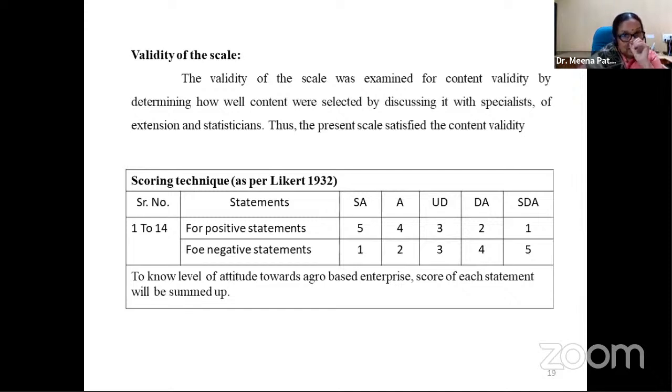It was developed by Patel M.C. in 2008, by me in 2008, and on the basis of these statements, one research work was also done by one of the PG students of extension education. The scoring technique as per Likert was 1 to 14. For positive statements you score as such, and for negative statements, reverse scoring. To know the level of attitude towards agro-based enterprise, the score of each statement will be summed up. This is the method of how to develop the scale, how to find out the reliability, and how one can measure the attitude towards any subject.